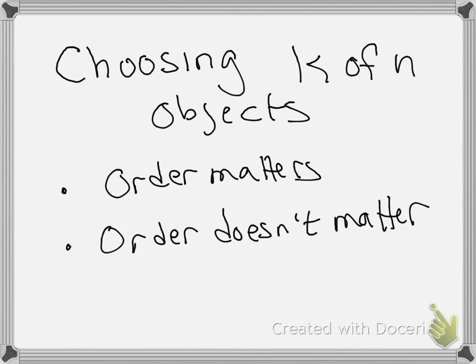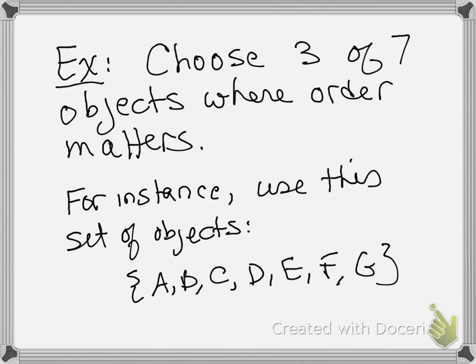We're going to count how many ways of choosing k out of n objects in two different situations: one where the order matters, and then one where the order doesn't matter. So in this example, we're going to choose 3 out of 7 objects where the order matters. For instance, we can use the set that contains 7 objects, A through G.